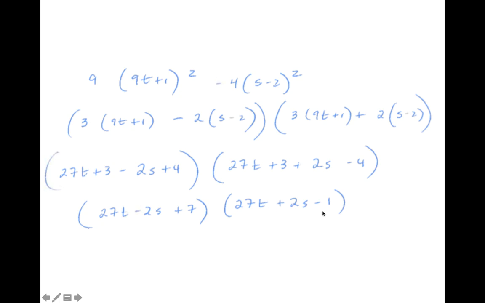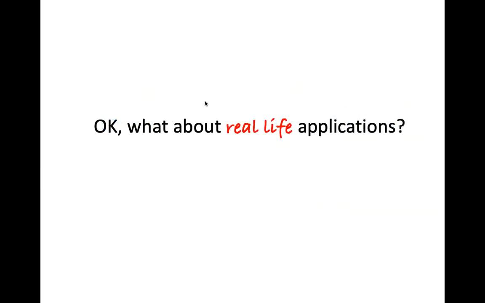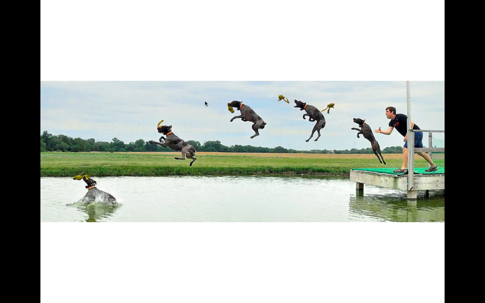So, it doesn't look all that beautiful, but at least we've noticed that it was the difference of squares and we've factored it. Okay. So what about some real life applications then? Well, take a look at this. This is called dock jumping. It's a sport, actually, and people actually train their dogs to do this.